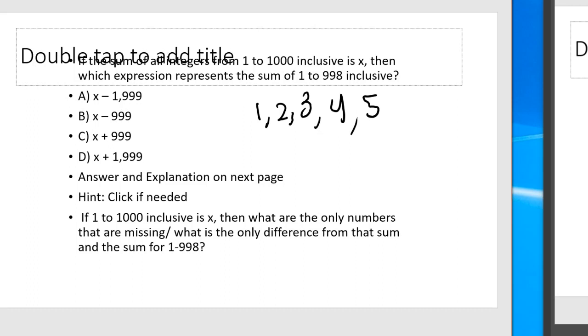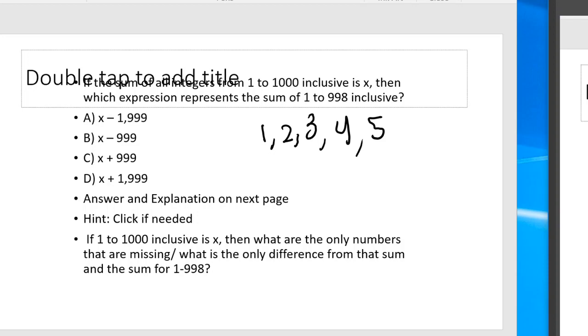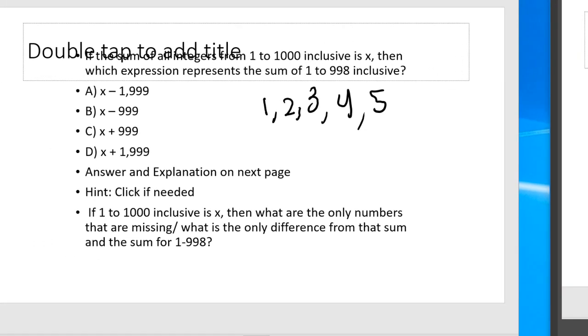So we have 1, 2, 3, 4, 5 versus, and then if I said the sum of 1 to 3 is going to be 1, 2, and 3, what are the only numbers missing then? 4 and 5.